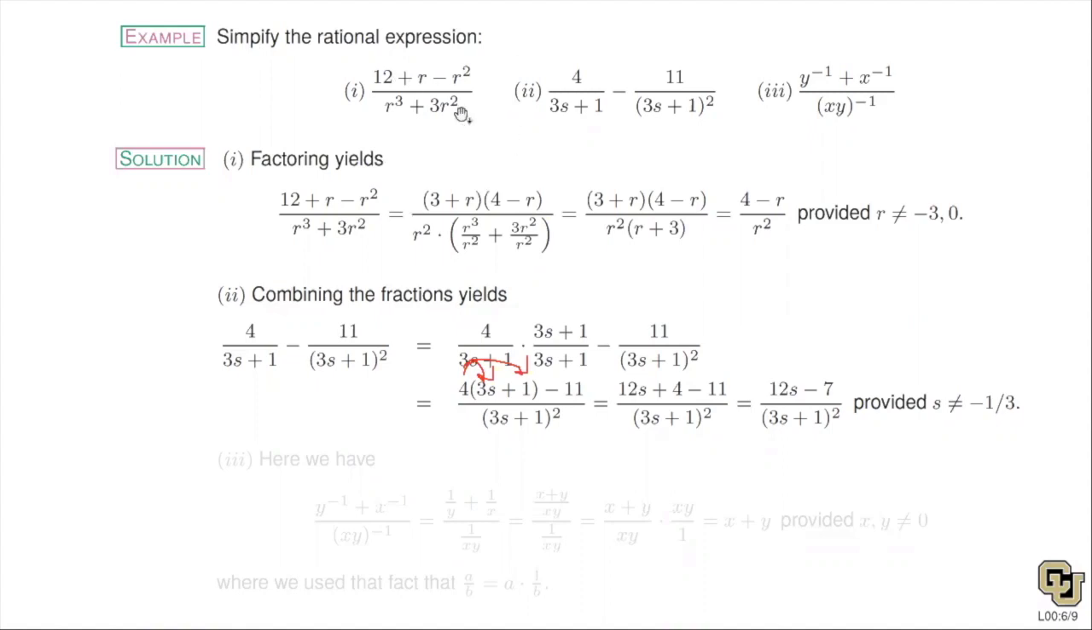Don't I multiply by the same thing but with a different sign? I'm not sure what you mean, Nick. Sorry, can I just quickly interrupt you? When you multiply by 3s plus 1, I thought you multiplied by 3s minus 1 on the denominator and numerator.